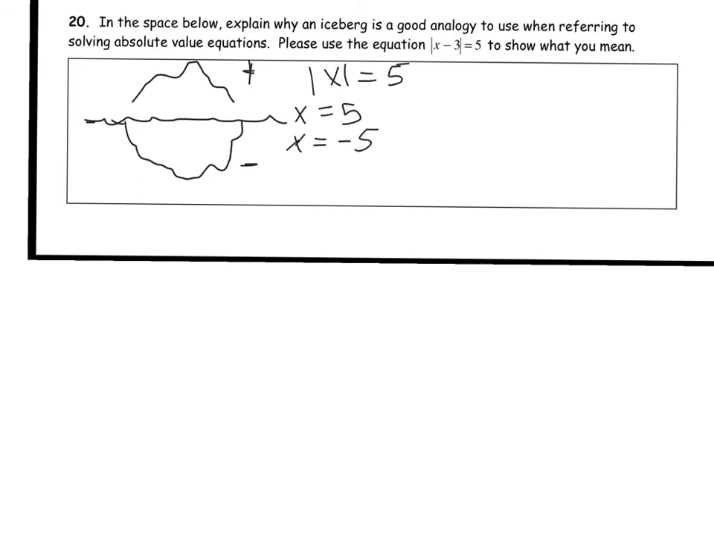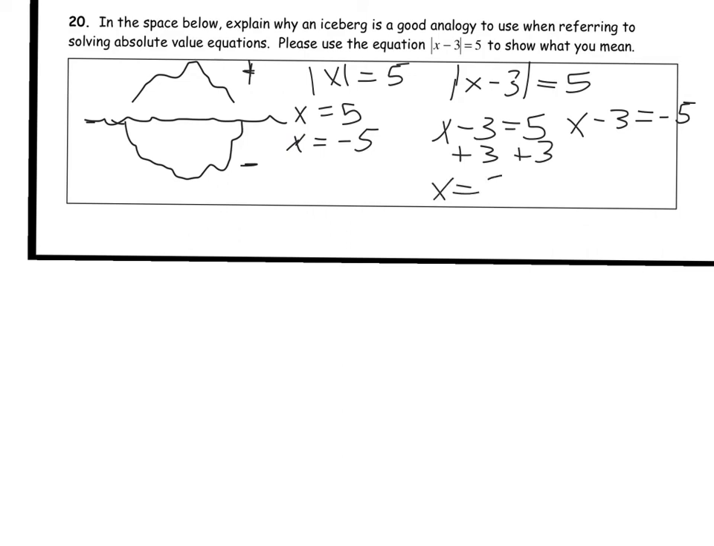If I was to solve this, I'd have absolute value of x minus 3 equals 5. And then I would start out by saying, well, this is x minus 3 equals 5. And then my second equation to get my negative answer would be x minus 3 equals negative 5. So then I would add 3 to both sides. That would give me x equals 8. So that would be my positive.